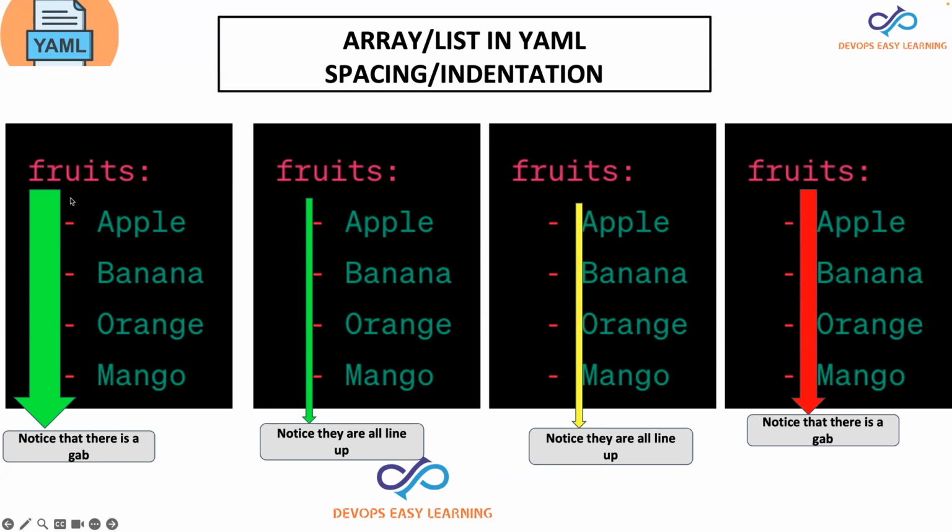So those are just conditions. First, make sure that there's a gap between the parent and the list of items. Second, make sure that the list of items are lined up together. We call this indentation. Then the third one, you want to make sure that the items themselves are also lined up, for better reading. And the last one, you want to make sure that the hyphen and the item are not stuck together. There should be a gap between the item and the hyphen.